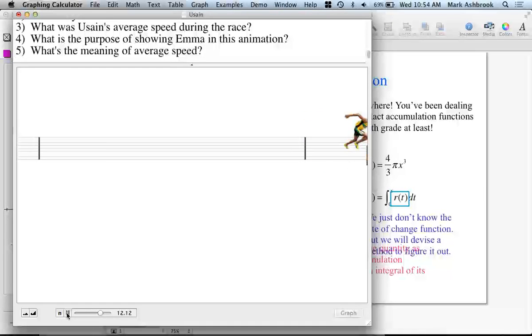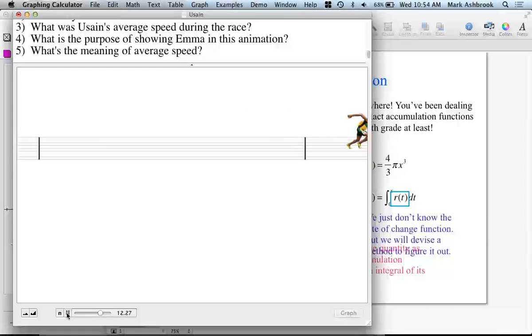Okay, so we're talking about Usain and his average speed running his world record race. And how did we define his average speed? What was the average speed of Usain running the race? Chloe? It's a constant rate to go the same distance in the same amount of time.